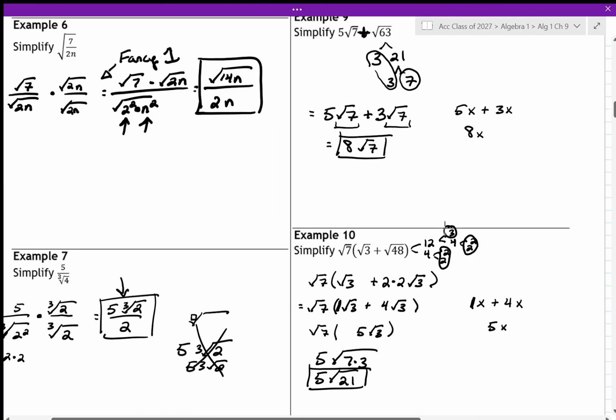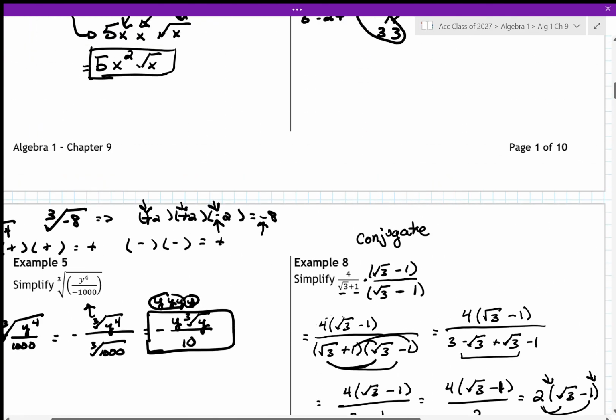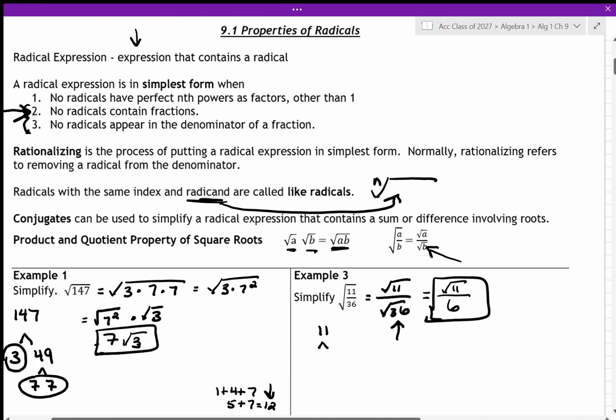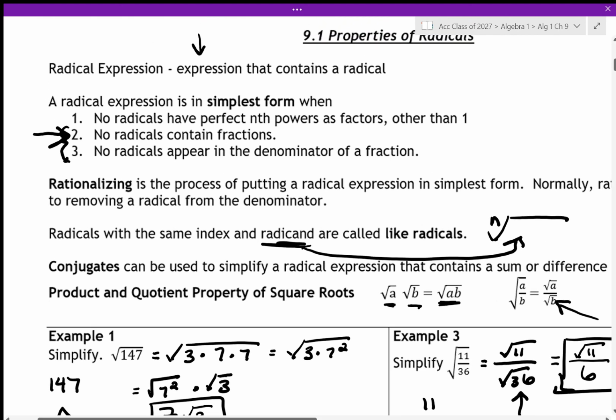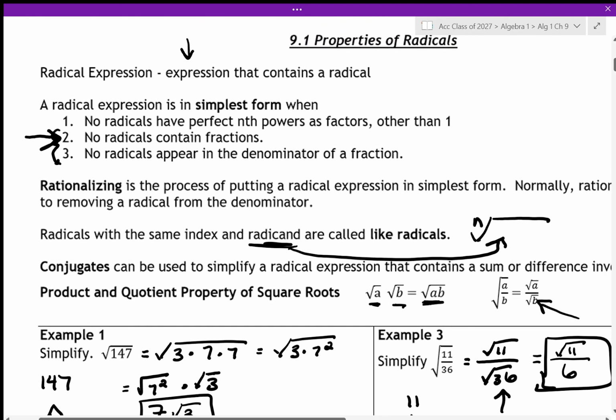Remember, we have 3 rules. Our first rule is to break things apart with a factor tree, if possible. And the second 2 rules deal with fractions. There can't be a fraction inside of your radical, and there can't be a radical in the denominator of a fraction. All right, that is section 1, properties of radicals.